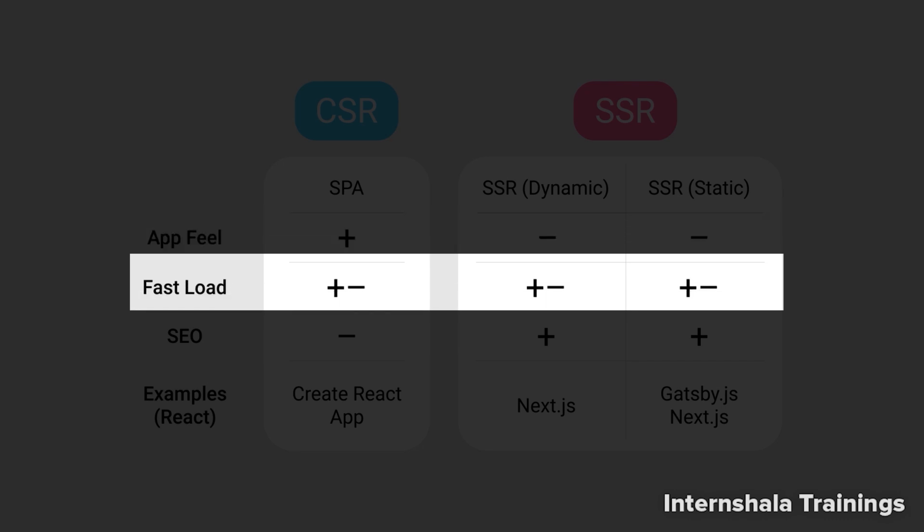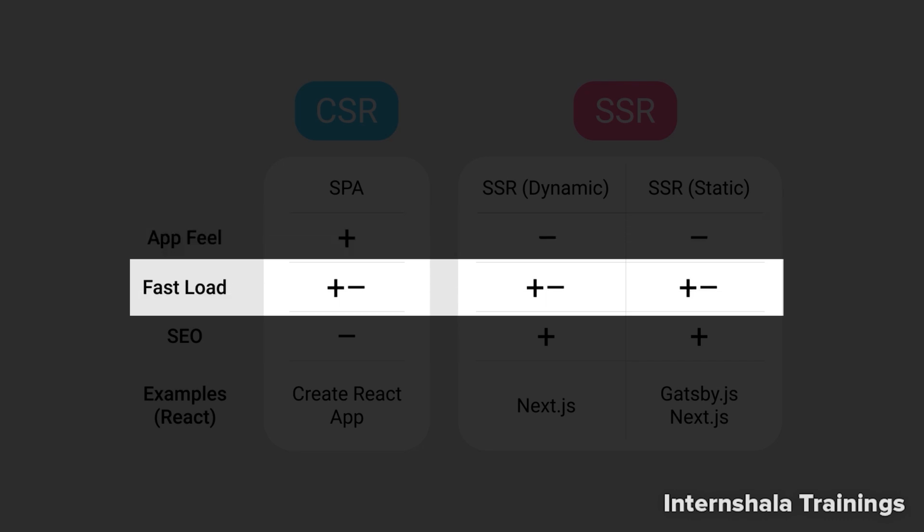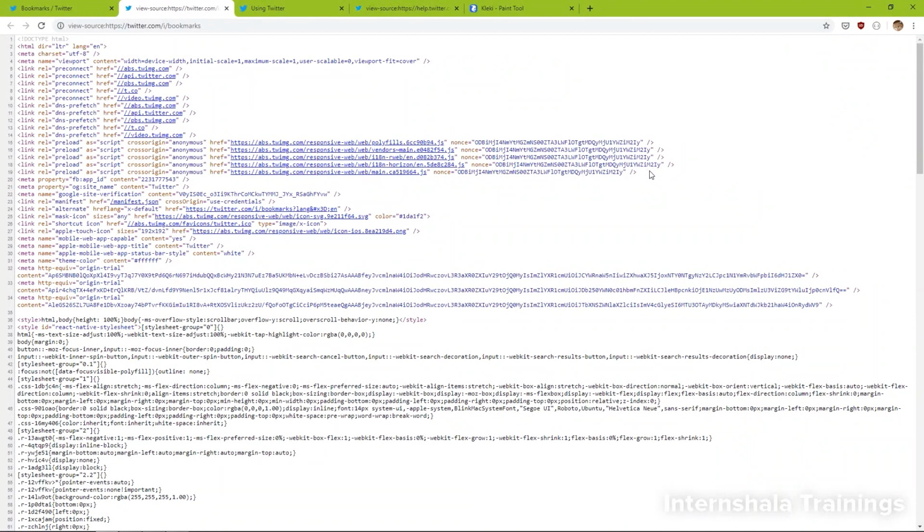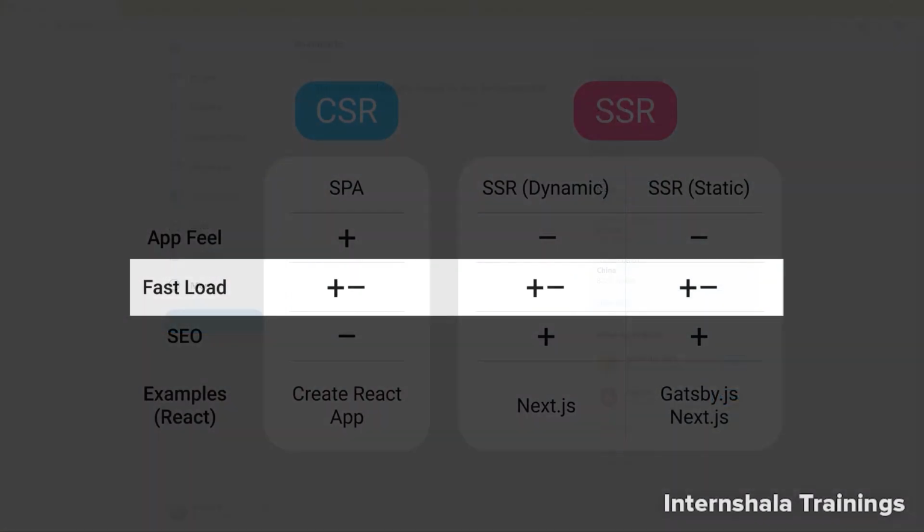Then we have fast load, or how fast the page is loading on the initial request. I put plus minus everywhere because we have multiple factors that a website depends on, like server location, bundle size, maybe content size, and other things. But with single page apps, it might be a little bit slower because we have the initial bundle that might be too bloated or too large if we have a really big app like Twitter, let's say.